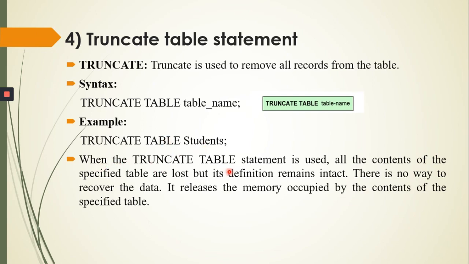When the truncate table statement is used, all the content of the specified table is lost, but its definition remains the same. There is no way to recover the data. It releases the memory occupied by the content of the specified table. So whenever we use the truncate table statement, it removes the records only. If the student table has 50 rows, then 50 rows will be removed. This is the concept of truncate table.